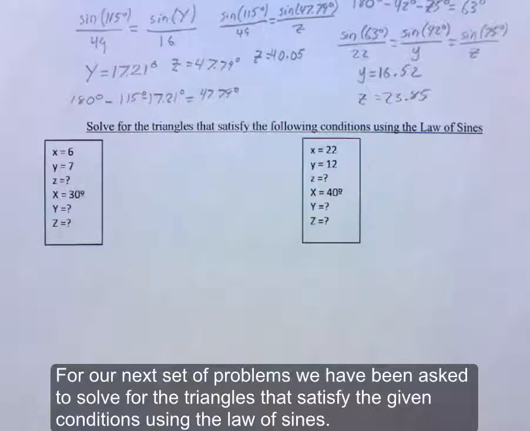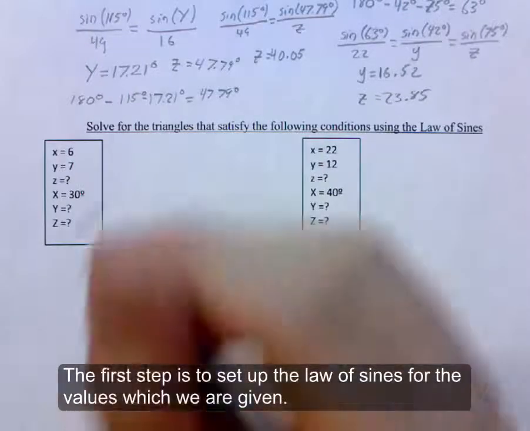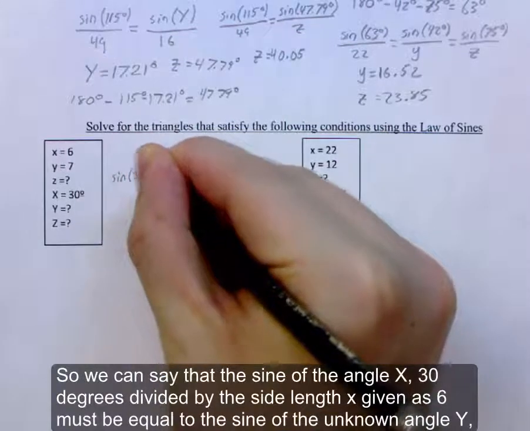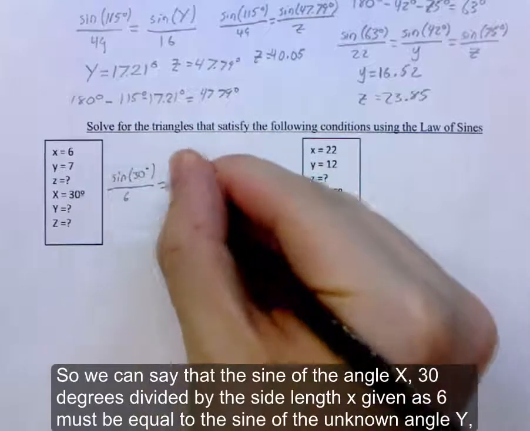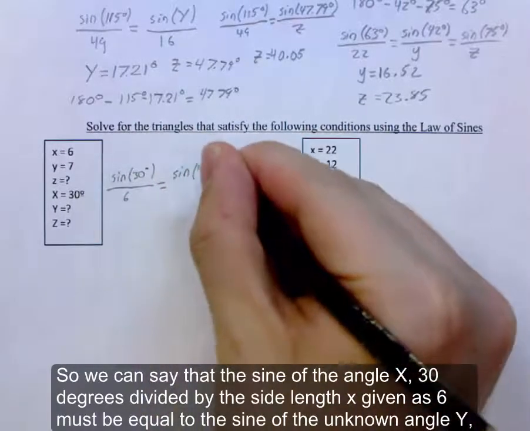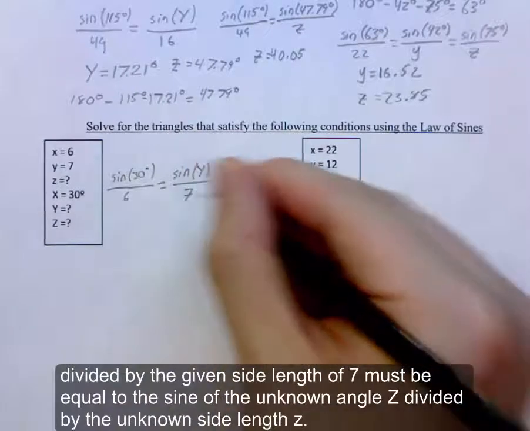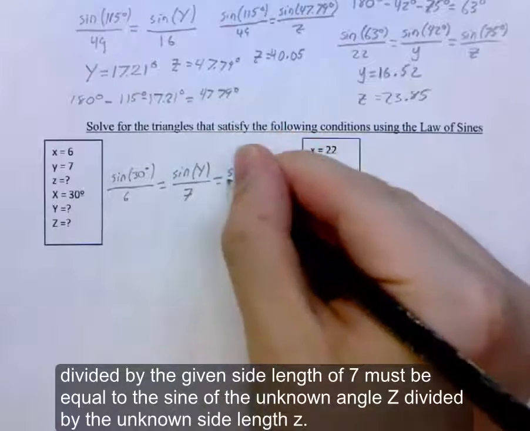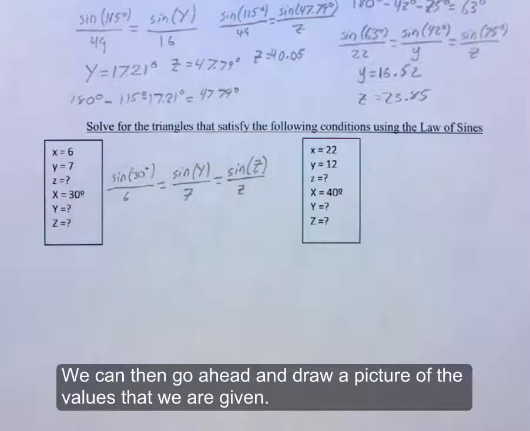conditions using the law of sines. The first step is to set up the law of sines for the values which we are given. So we can say that the sine of the angle x, 30 degrees, divided by the side length x given as 6 must be equal to the sine of the unknown angle y divided by the given side length of 7, must be equal to the sine of the unknown angle z divided by the unknown side length z. We can then go ahead and draw a picture of the values that we are given.